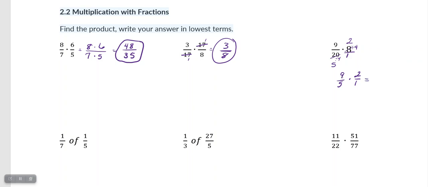So I'm going to multiply straight across. 9 times 2 gives me 18. 5 times 1 is 5. And then check your answer. Will anything go into 18 that goes into 5? No, because we've already canceled everything we could.